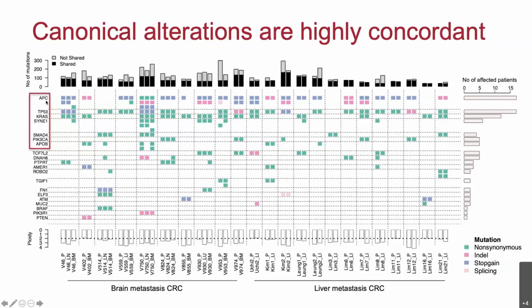And what I hope you'll appreciate if you look across is that, of course, canonical alterations such as APC, TP53, KRAS, or SMAD4 are found in almost all regions of a tumor from a given patient. They tend to be quite prevalent. And as we go down the list, we can look at more rare events. This is true, by the way, for both the brain metastasis cohort and the liver metastasis cohort. It is also true if we look at the copy number level, although not shown here.